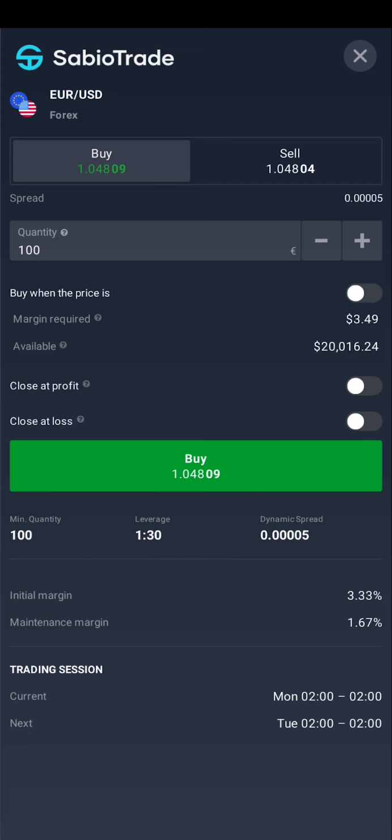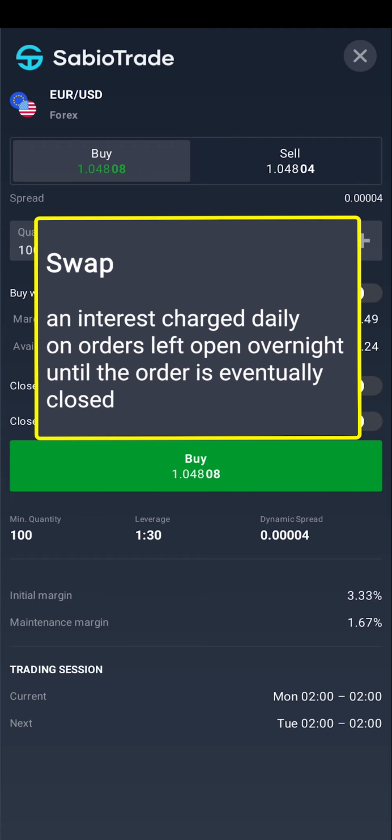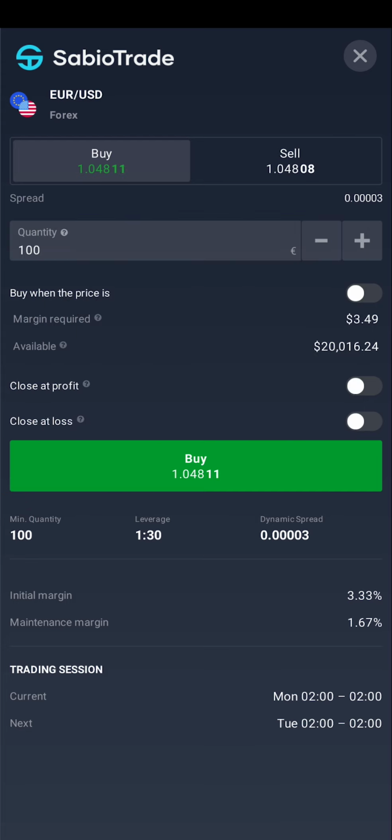When you carry a position overnight, a swap is applied, typically a negative value. The swap size depends on the specific trading instrument and the direction of your trade, long or short. We'll cover swaps in more detail in Video 9, where we'll explore the desktop version of the trading platform.